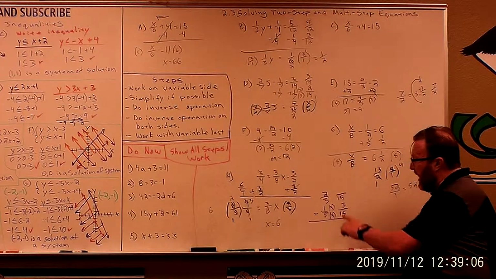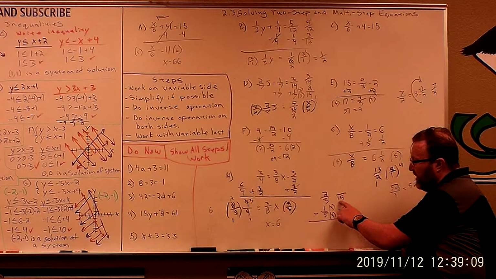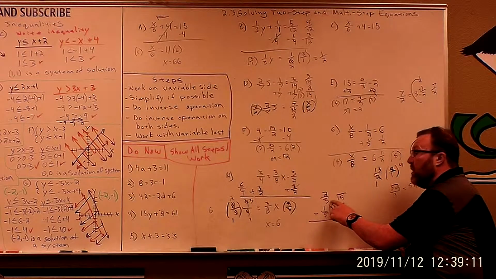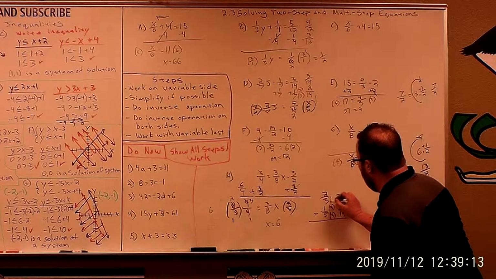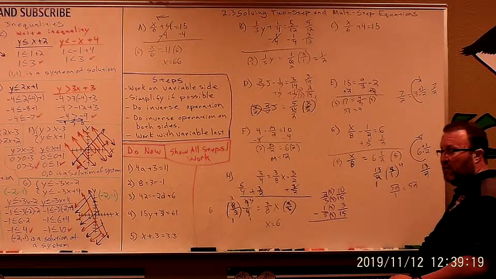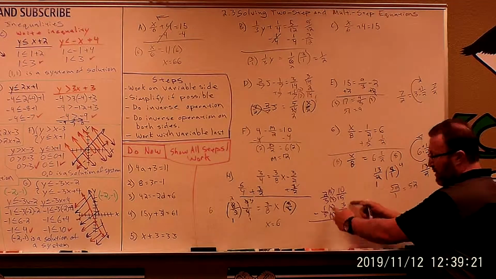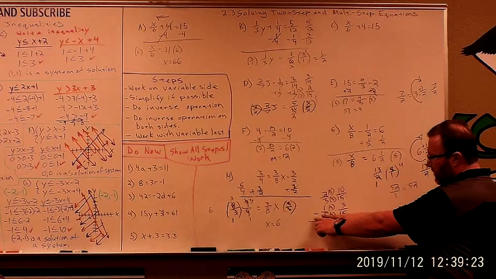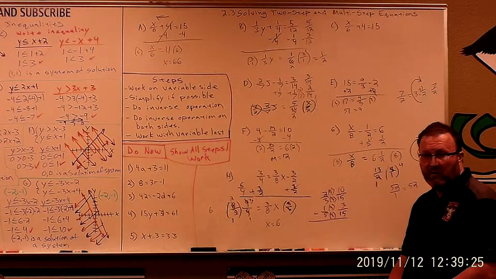Yeah. Okay, what do I do here now? 15 divided by 3 is what? Okay, 5. And then what is 5 times 2? 10. Okay, so are we ready to solve this? Oh! That's minus, right? This is plus.